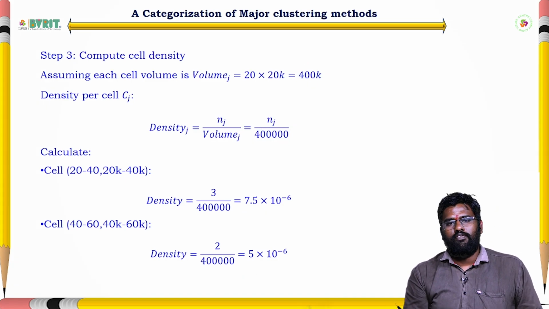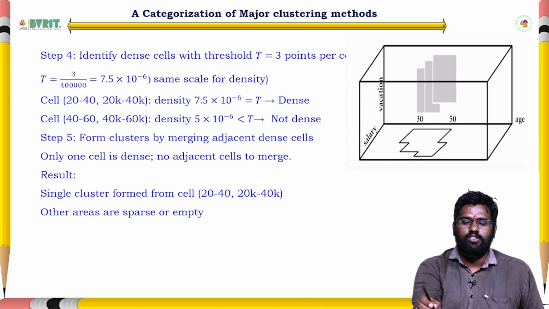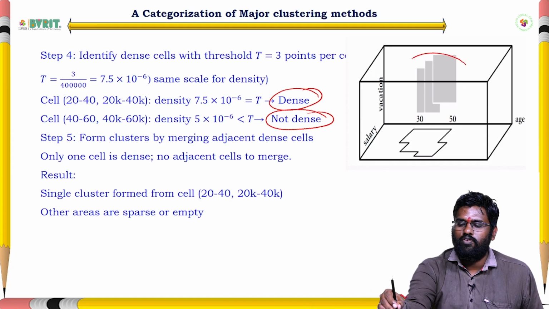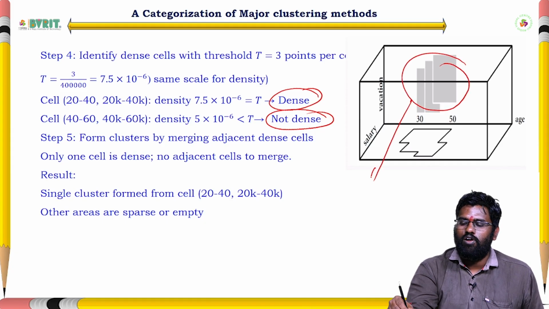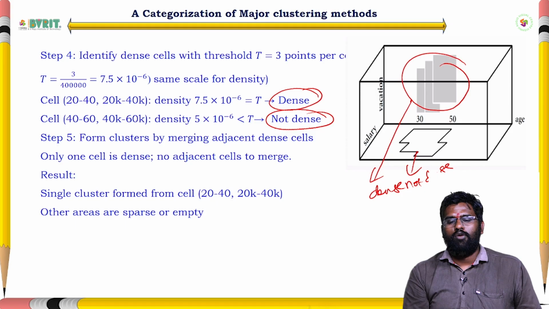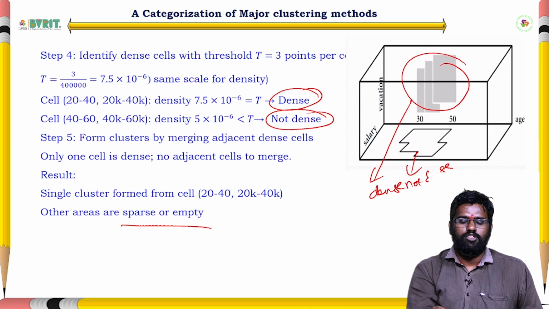So based on those values, now I will show you one by one. We are calculating this value, which belongs to dense, and this value is less than the threshold, so that does not belong to dense. And these points whatever we are given, these all are called dense points. This is not a dense point. That is about the given example, another type of technique in the given example. Other areas are all empty.